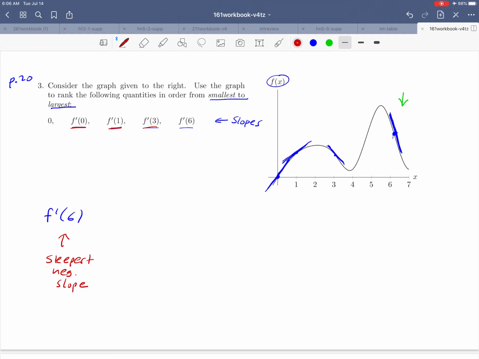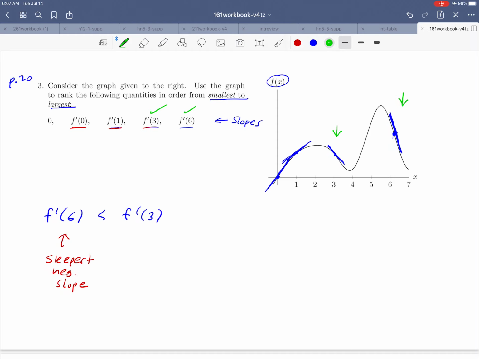Next question. Do you see any other tangent lines that have negative slope on our picture? I see one more, the one at 3. That still has a negative slope, but it's not as negative as the one at 6. And so as a negative number, that's a little bit bigger than f prime of 6 was. Still negative, but not quite as negative. So we've taken care of those two numbers on our list.